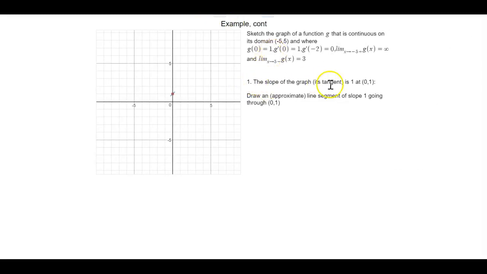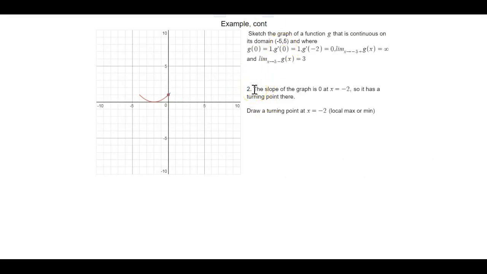So the slope of the graph at 0 is we're given as 1, right? G prime of 0 equals 1. So the slope of the graph at 0 is 1. So the first thing I would do is draw just a little line segment at the point 0, 1 that has a slope of 1. G prime of 0 equals 1 means the function has a slope of 1 when x is 0. And saying g of 0 is 1 tells me that 0, 1 is the point on the graph.